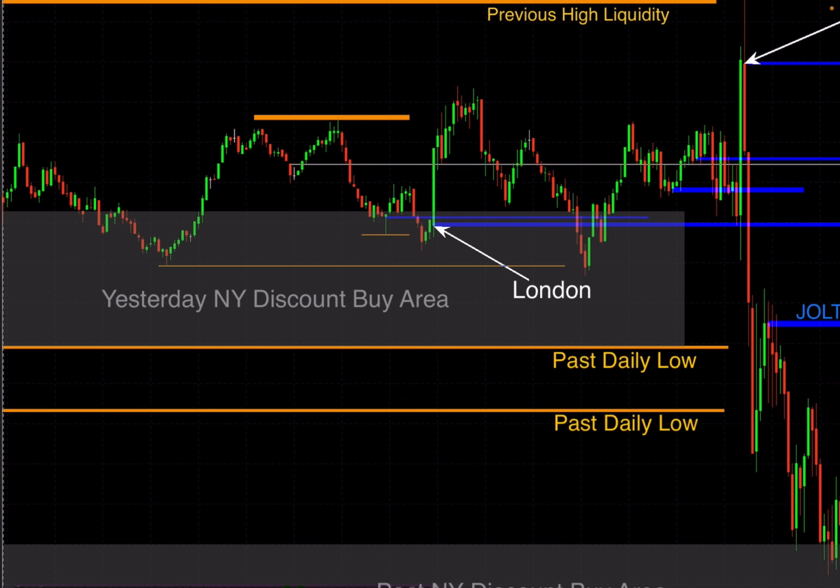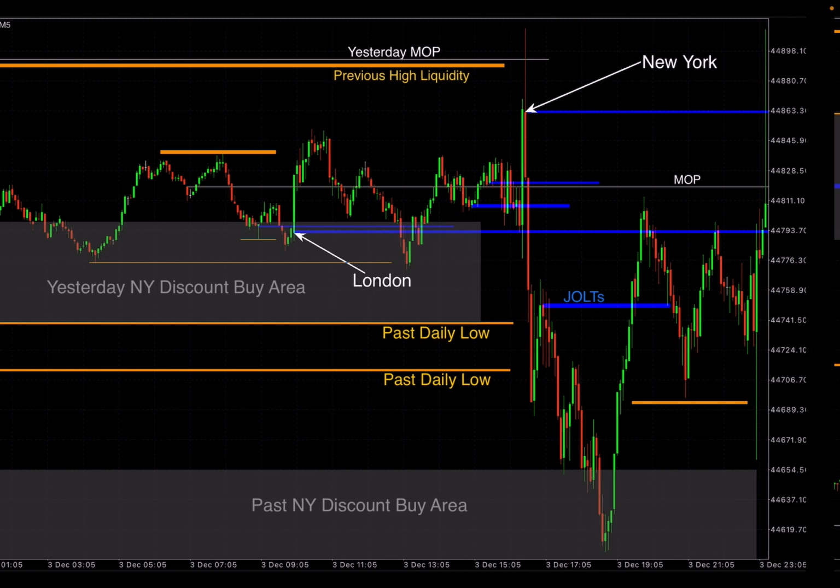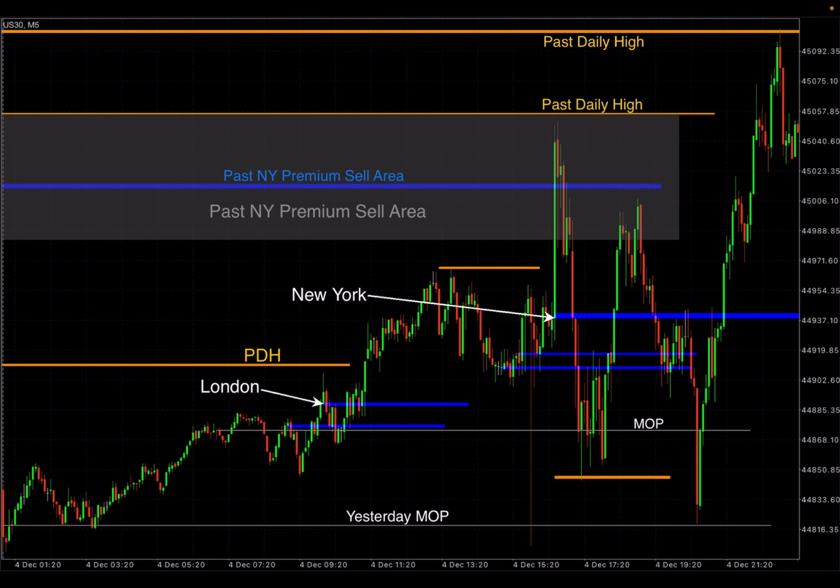Then you go into the New York session, same sort of thing as yesterday. Pre-New York and high volume time move sideways. You get the main move with the New York open, and it's retesting the previous day mop and continuing towards the downside all the way to that discount buy area. Then it continues to go towards the upside after.